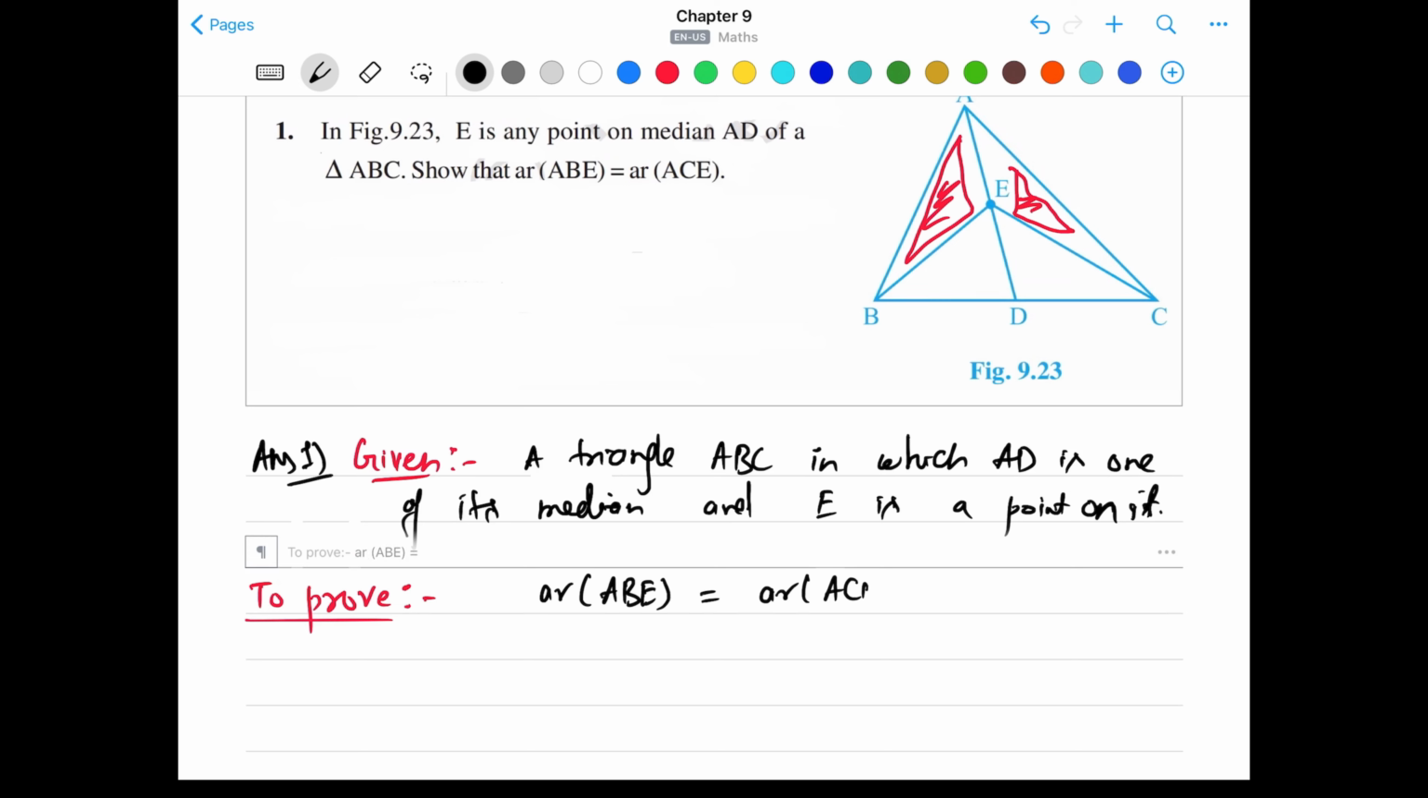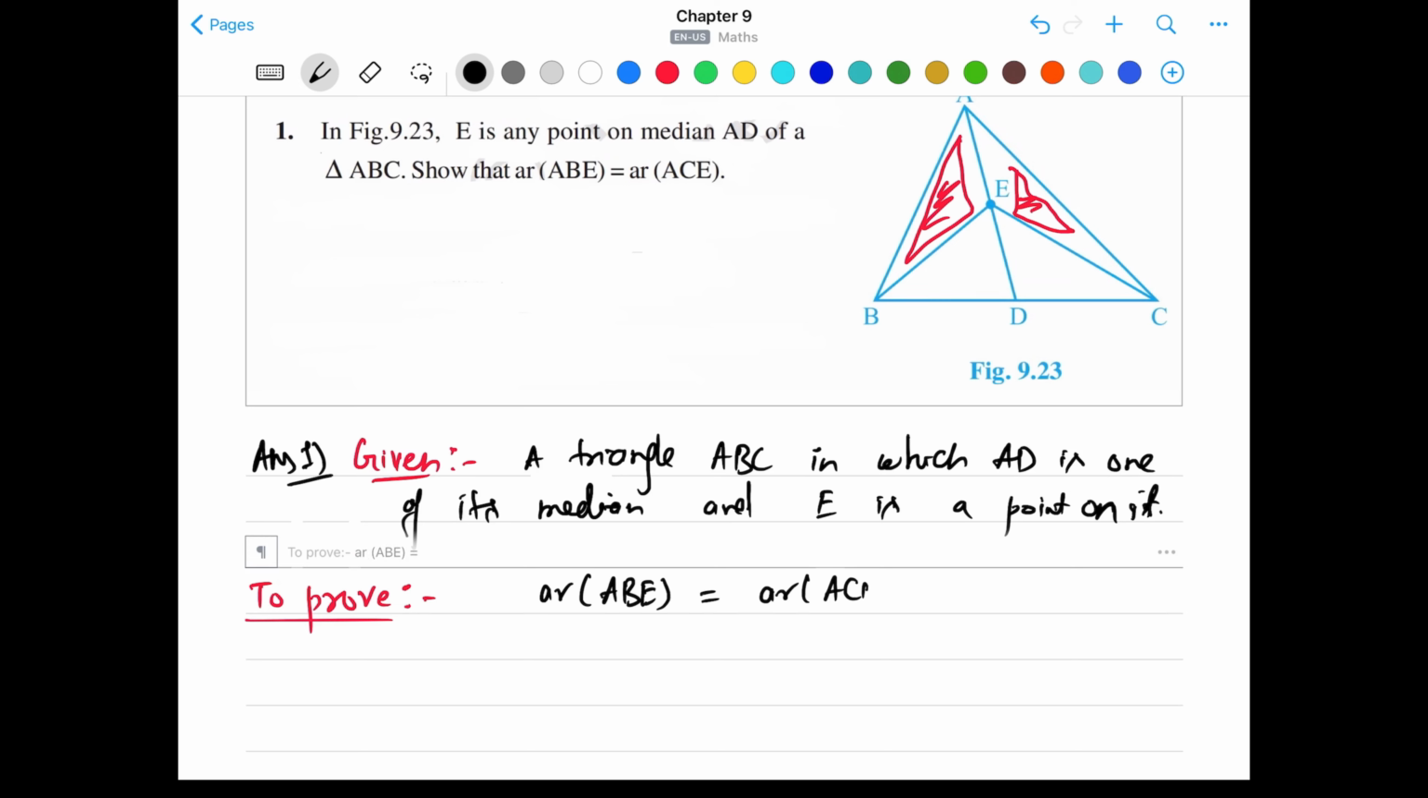Okay, so that's the solution of question number 1 of exercise 9.3. Okay, now moving to the next question, which is question number 2. It says, in a triangle ABC, E is the midpoint of median AD. Show that the area of triangle BED is equal to 1/4 the area of triangle ABC.